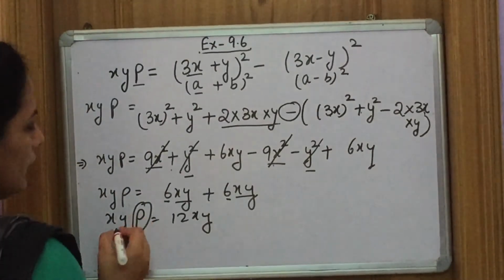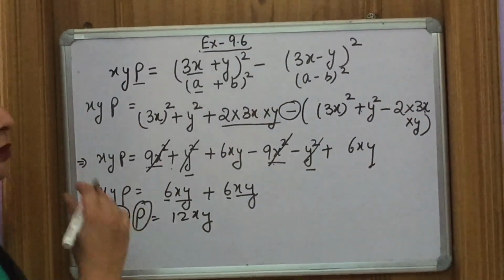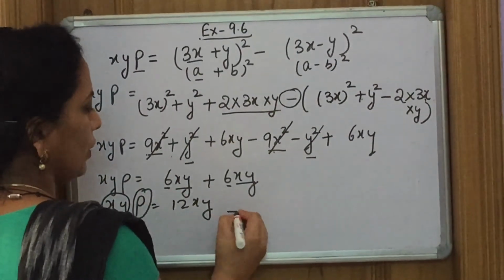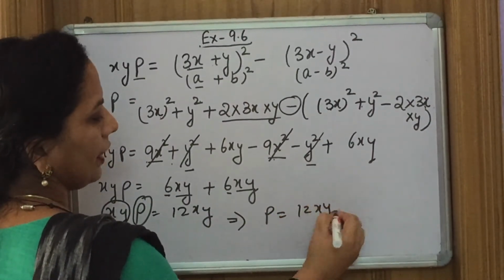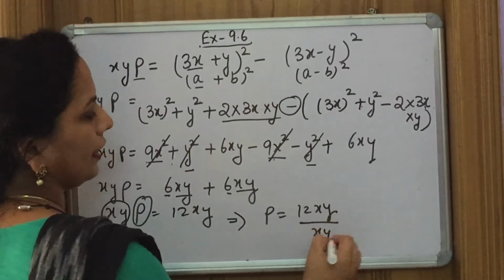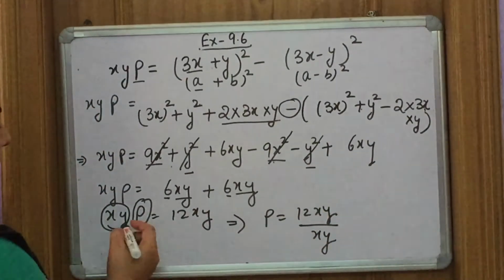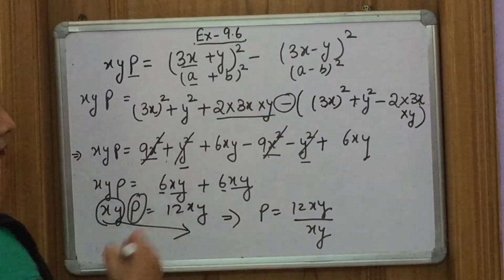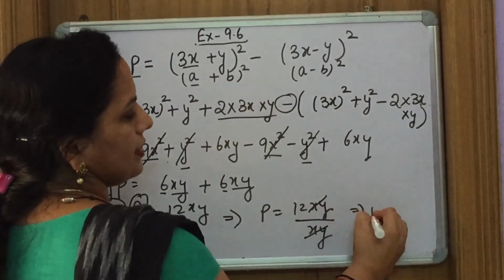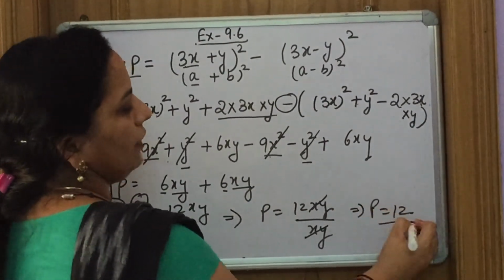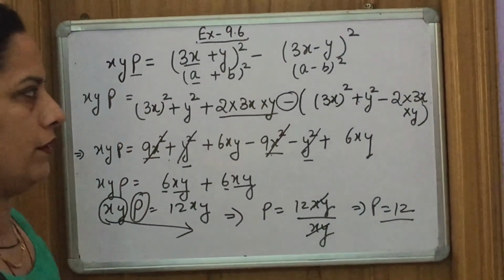That's why transpose the remaining term to the second side. So here we have p equal to 12xy, and in the denominator xy, because this is a term of multiplication. xy and xy, you can cancel these terms, so the value of p will be equal to 12.